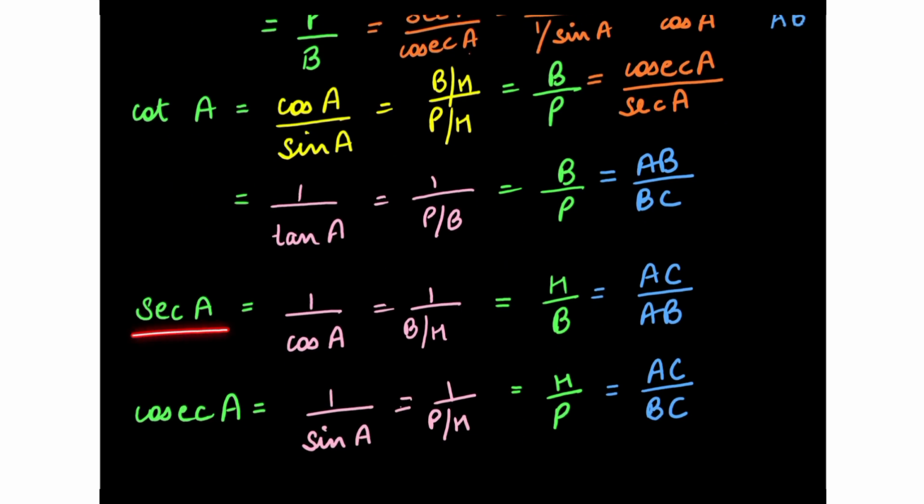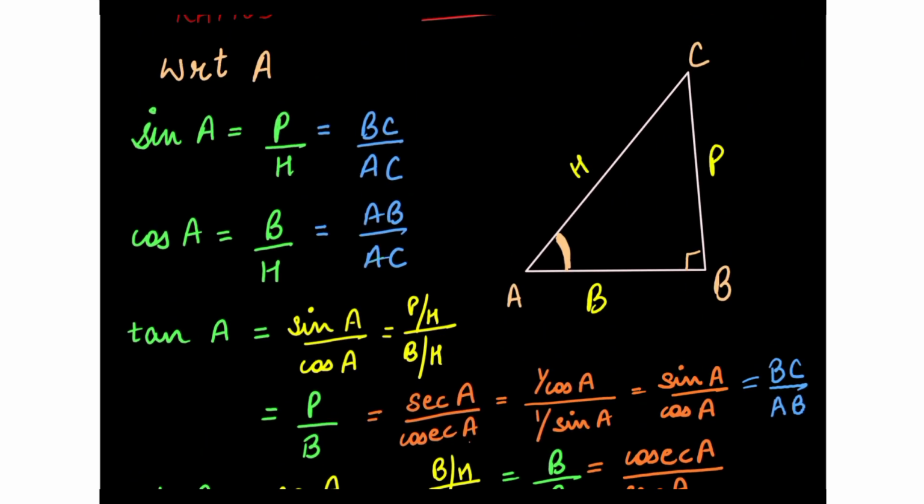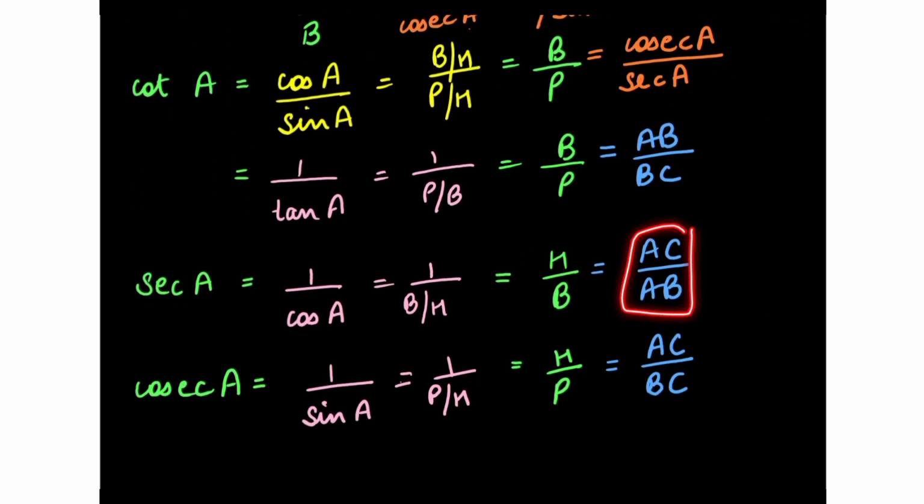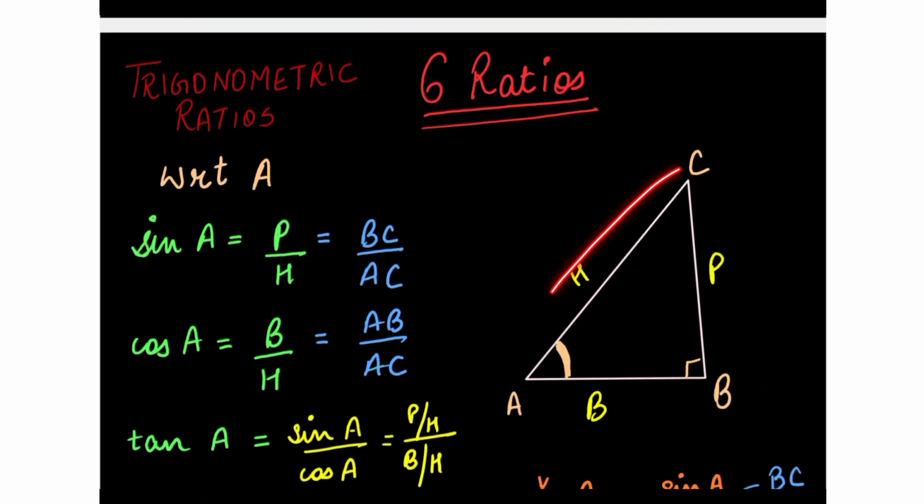Next is secant A. Secant A is the reciprocal of cosine A, which leaves us with hypotenuse upon base, which is AC upon AB. The last ratio is cosecant A. Cosecant A is the reciprocal of sin A, which leaves us with hypotenuse upon the perpendicular, which gives us AC upon BC.